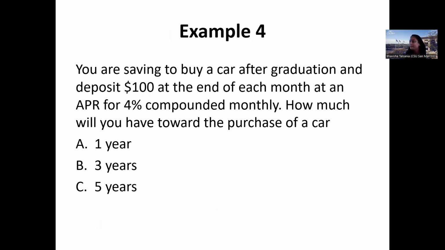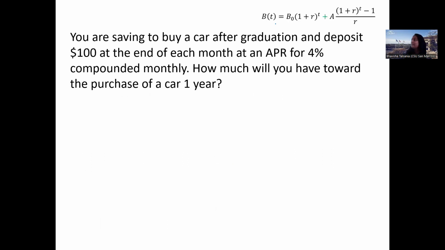All right, so example 4 is asking: you are saving to buy a car after graduation and deposit $100 at the end of each month at an APR of 4% compounded monthly. How much will you have towards purchasing a car in a year, in 3 years, and in 5 years? Again, I will give you this equation on the exam, so you don't need to worry about it. But you do want to think about, okay, how much will I have deposited after a year?